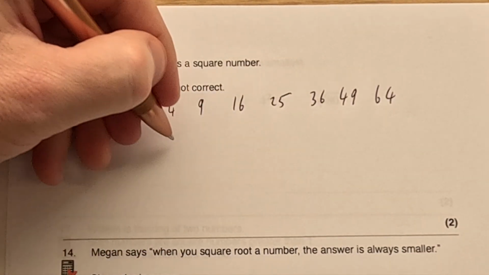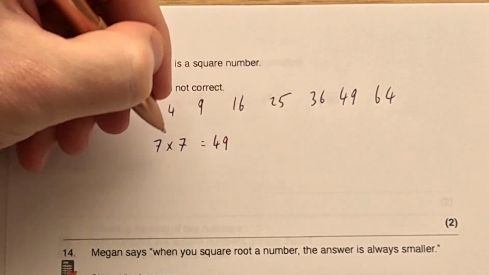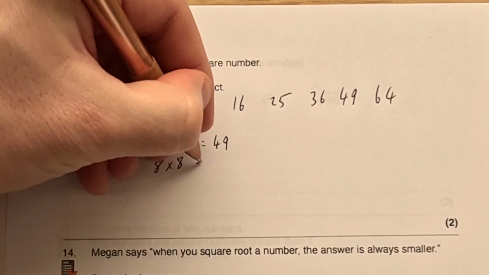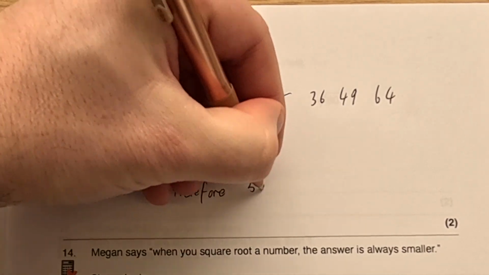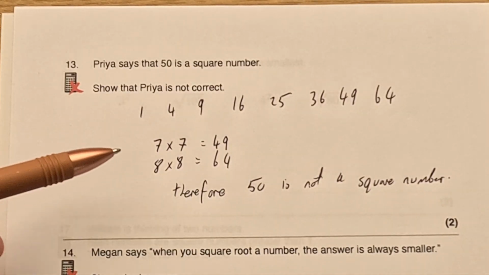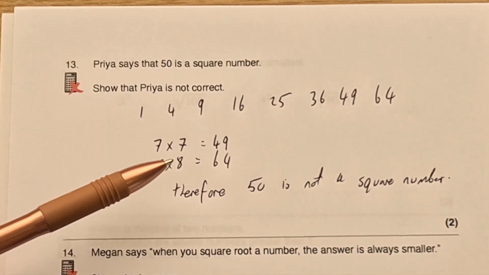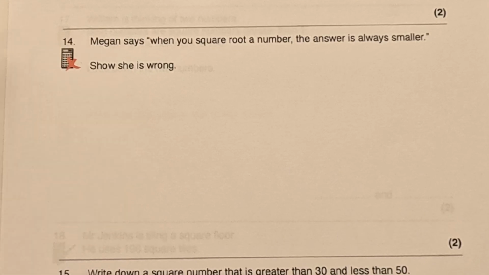And to explain that, I'm going to explain that 7 times 7 is equal to 49, and 8 times 8 is equal to 64. Therefore, 50 is not a square number. And that's it. I've just explained that because 7 times 7 is 49 and 8 times 8 is 64, 50 is not a square number, so Priya is not correct. Okay, let's look at our next question.